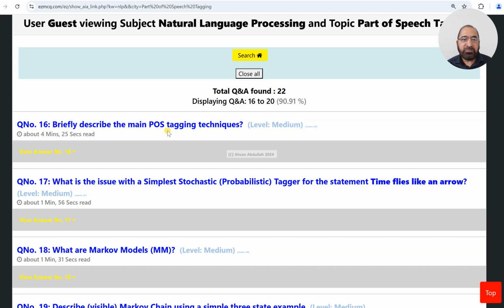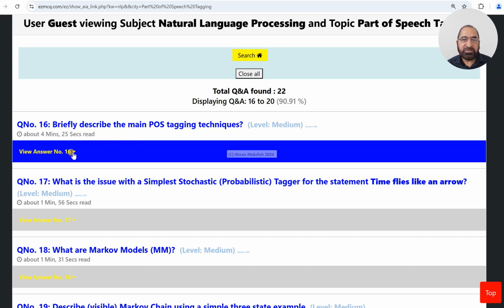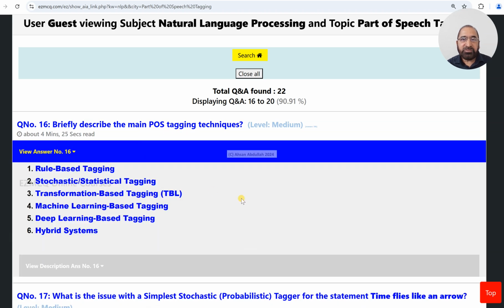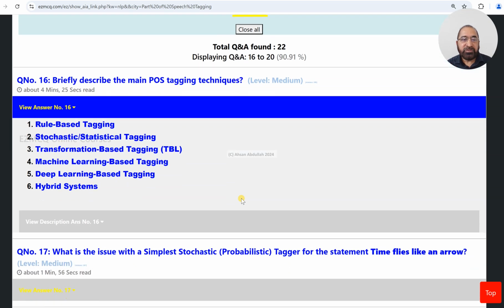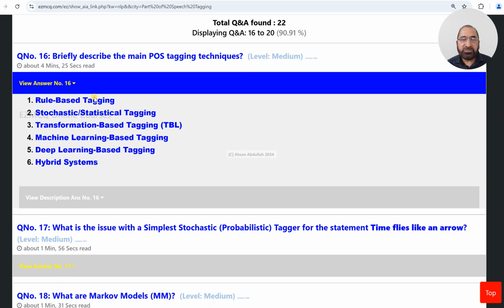Briefly describe the main part of speech tagging techniques, because we'll be using and discussing the Markov model and the Viterbi, which are PoS techniques. So there is rule-based tagging, where rules are made that if this is the word and this is going to be a noun, it is going to be followed by this, and so on. So these are the rule-based tagging techniques.